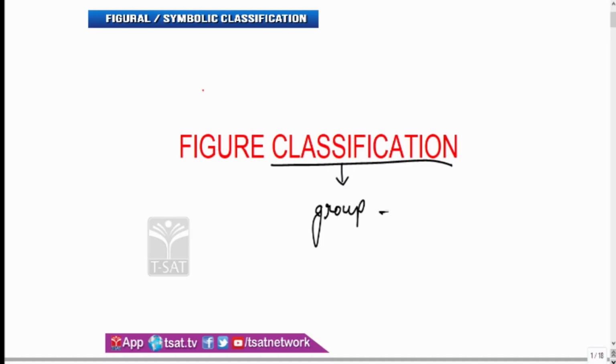What is classification? The definition says that you have to divide the question into groups based on a similar character. So there should be one common character for one particular group. One group, one character.